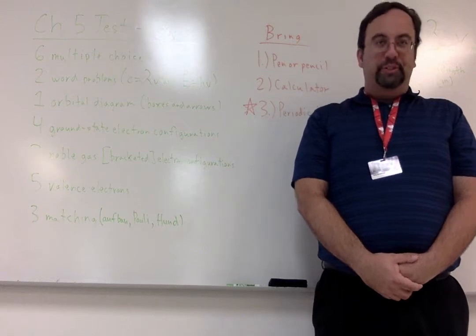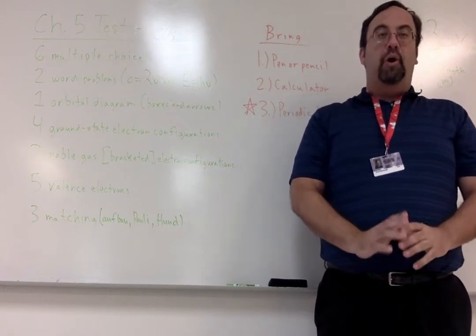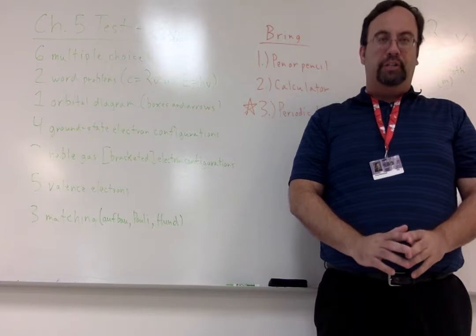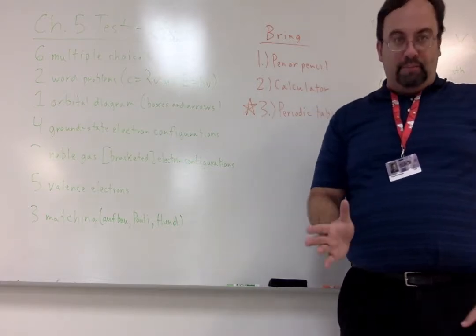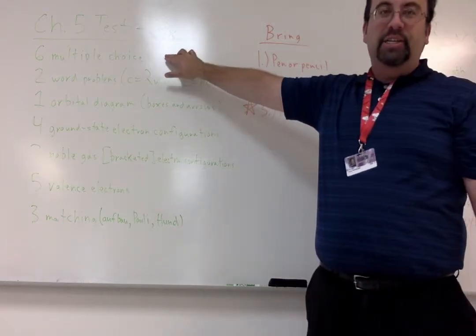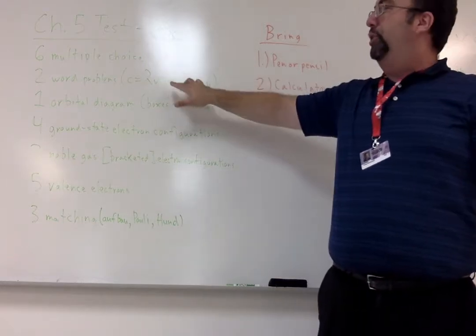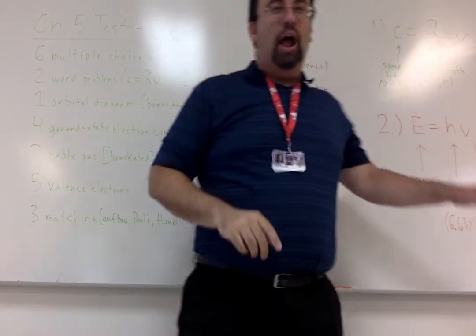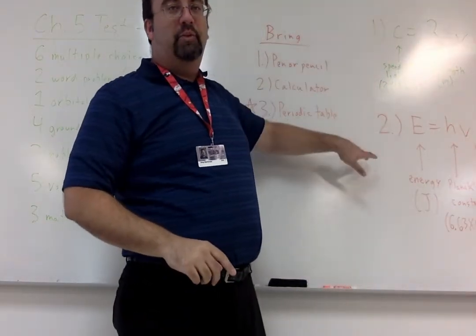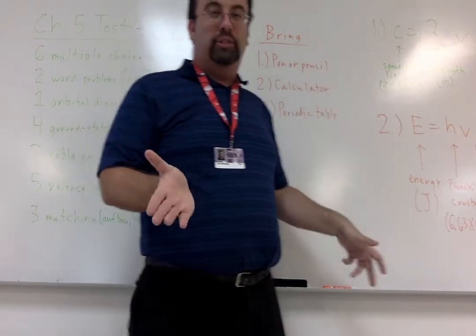Hello, chemistry students. I'm going to use this time to review Chapter 5, which is on electrons and atoms. To review, the test is going to be worth 48 points. We're going to have 6 multiple choice questions. There'll be 2 word problems that involve these 2 equations. Remember, I will give you these equations over here so you can use them for tomorrow's test.